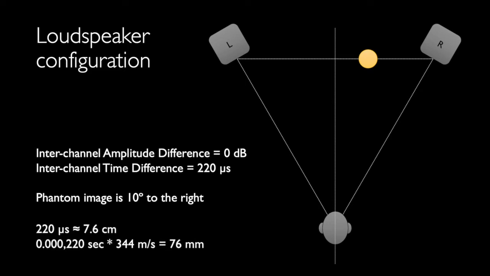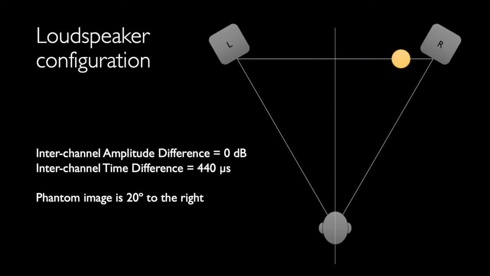it 7.6 centimeters further away, because sound travels at 344 meters per second, and 0.00022 times 344 is 76 millimeters. In other words, if you set up your stereo loudspeaker pair and you make a 7 centimeter error in the distance to one of your loudspeakers, then the image won't only not be in the center, it's going to be moved 1/3 of the distance to the closer loudspeaker.